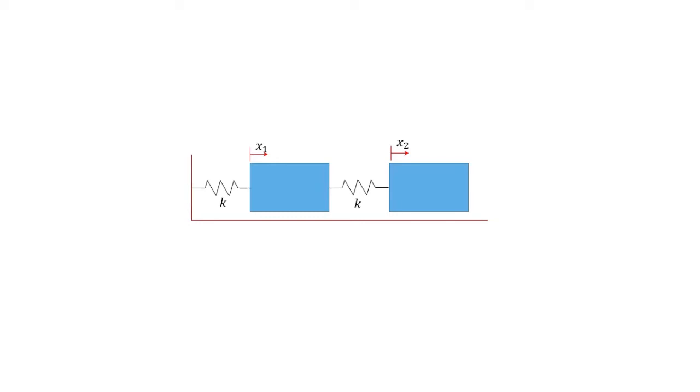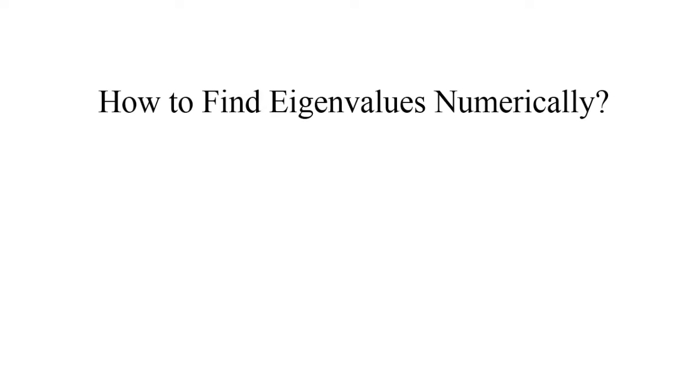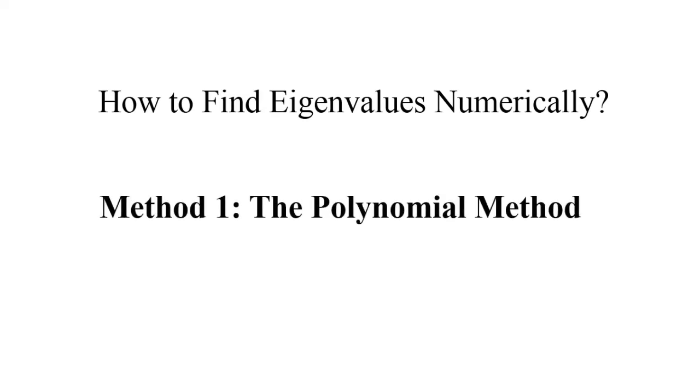Hello everyone. In our previous lecture, we considered this spring mass balance system and we realized that if we know the eigenvalues for this particular problem, then we can identify the frequency with which our system is oscillating. Now we will study how to find eigenvalues numerically. In this lecture, first we will explore the polynomial method, and in the upcoming lecture we will discuss the power method.